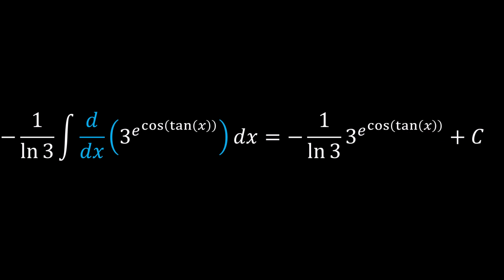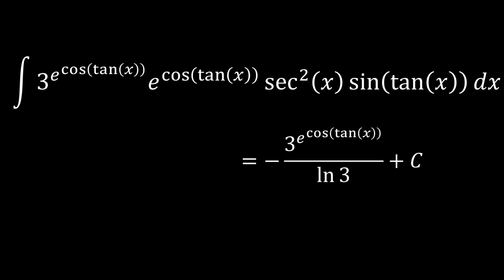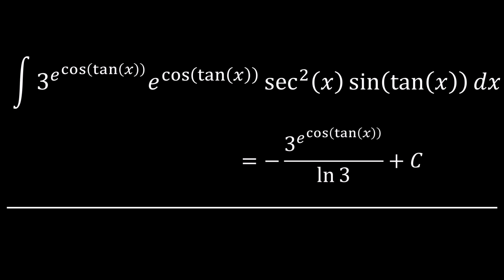And so what that really means is that our initial problem, the integral of 3 to the power e to the power cosine of tangent of x times e to the power cosine tangent of x times secant squared of x times sine of the tangent of x, is equal to the negative of 3 to the power e to the power cosine of tangent of x over the natural logarithm of 3, plus the integration constant c. That is what was expected, and that's our answer.